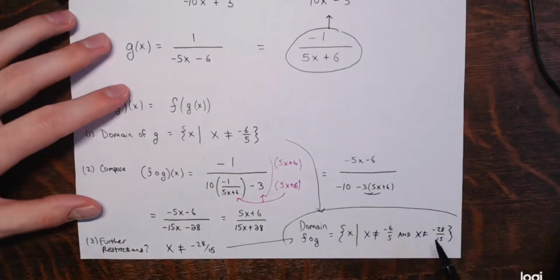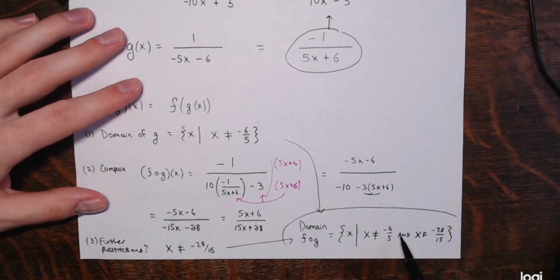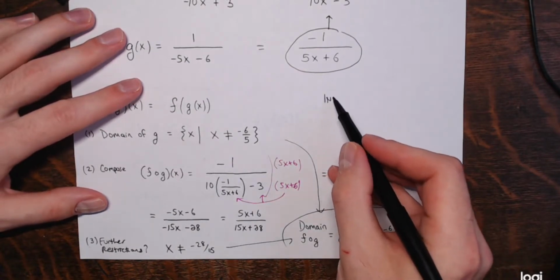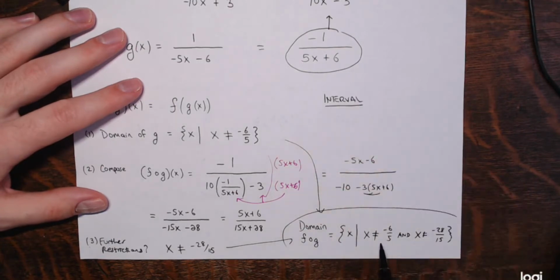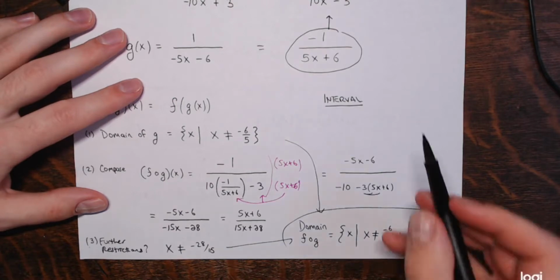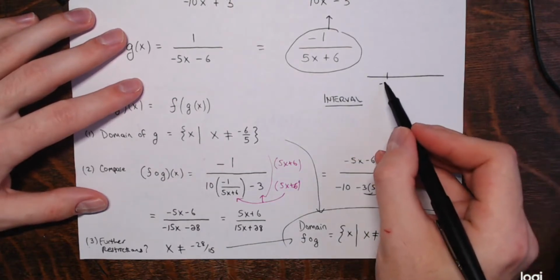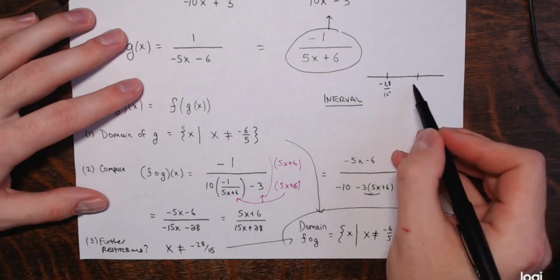So in interval notation, now negative 6/5 is negative 1.2, and negative 28/15, that's almost negative 2. It's closer to negative 2 than it is to negative 1. It's more than negative 1.5. So this is the furthest left on the number line. Right, if you had a number line, negative 28/15 would be to the left of negative 6/5.